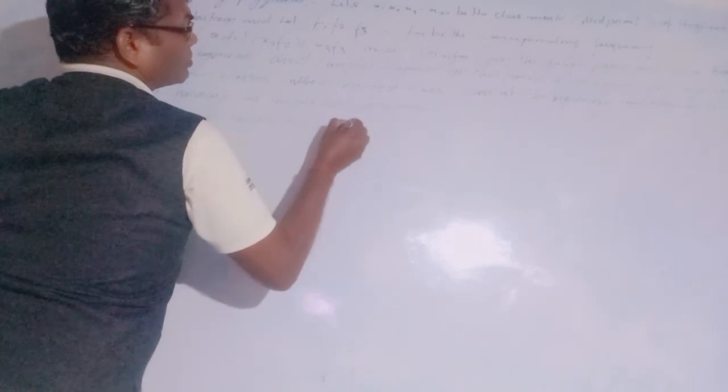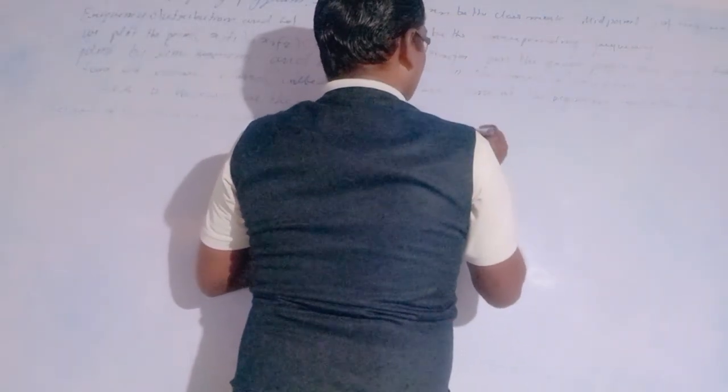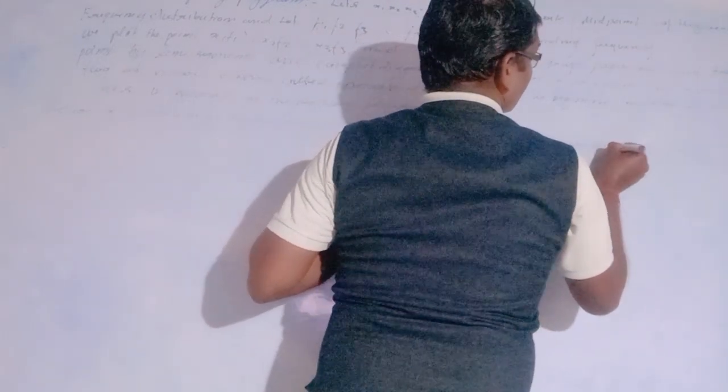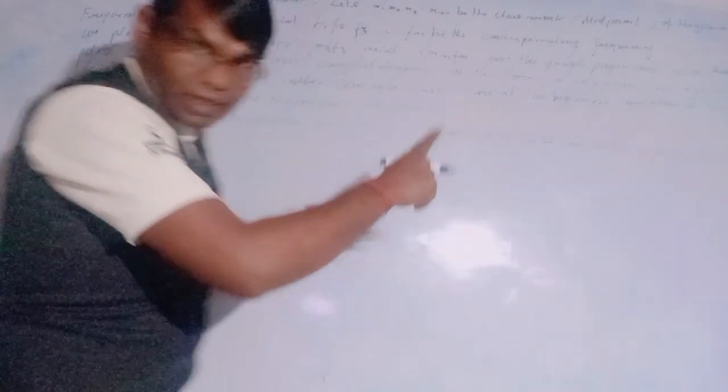Here is the method of drawing the frequency polygon. First, calculate the class marks x1, x2, x3, ..., xn of the given class intervals.